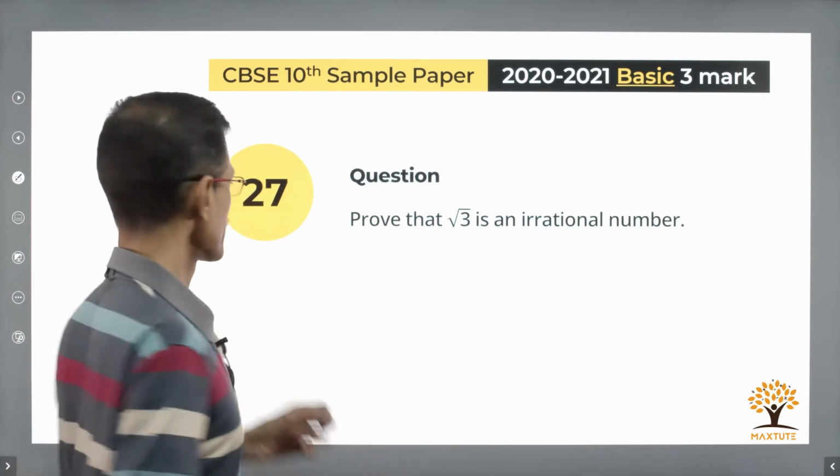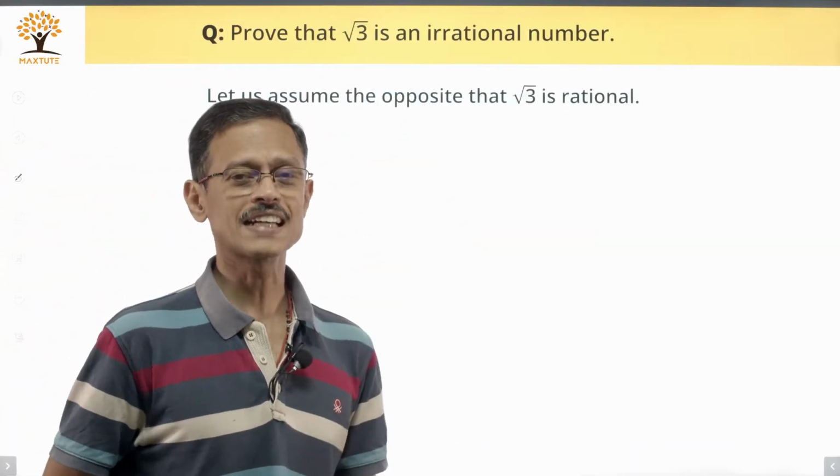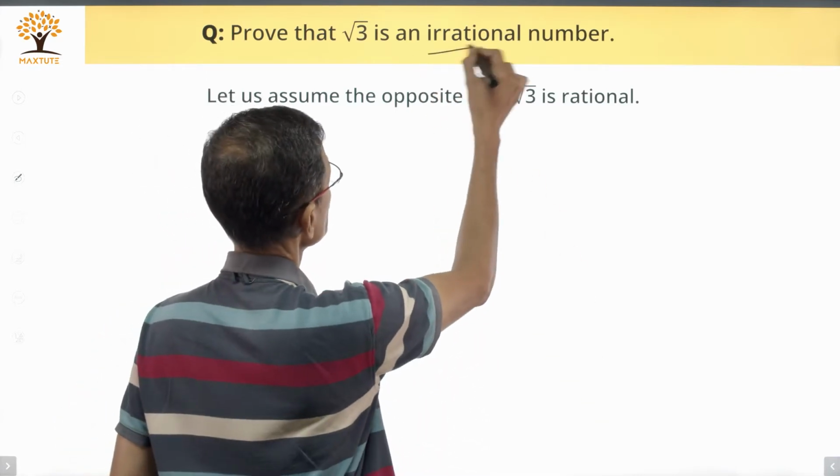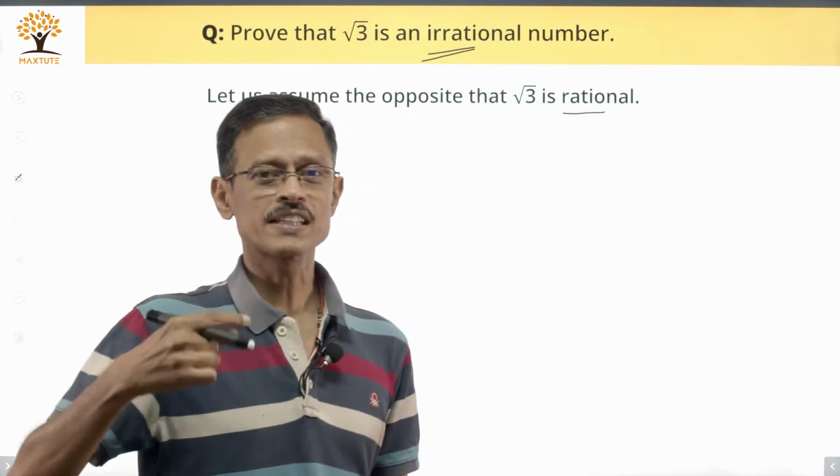The first step in this is we're going to assume the opposite. We're going to assume the contrary. We're going to assume that root 3 is a rational number. What we are setting about to prove is that it's irrational. What we are assuming is that it is the opposite, that it is rational.